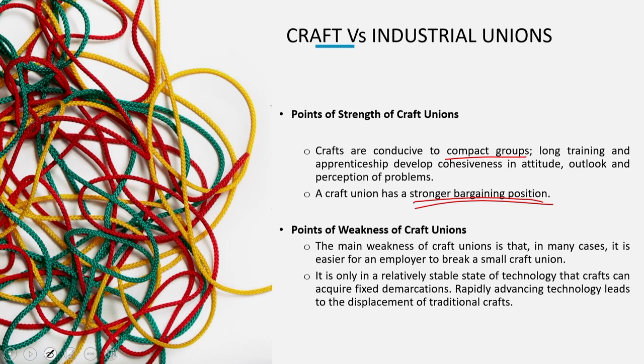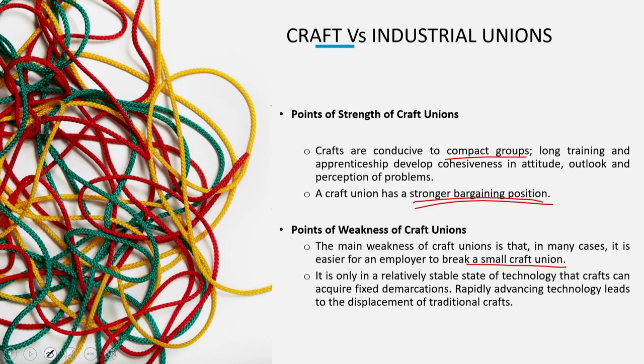Whereas if you look into the weakness of a craft union, the main weakness is that in many cases it is easier for an employer to break a small craft union. So basically, the smaller structure will not yield that much weight, and it will be relatively, I'm using the word relatively, easier for an employer to break a small craft union.